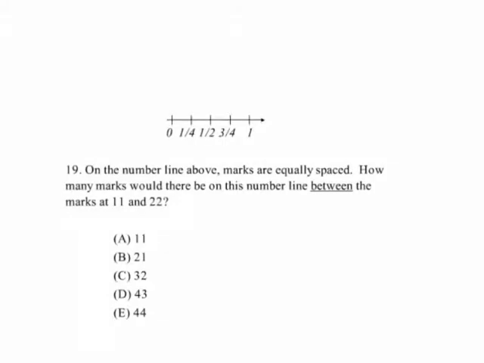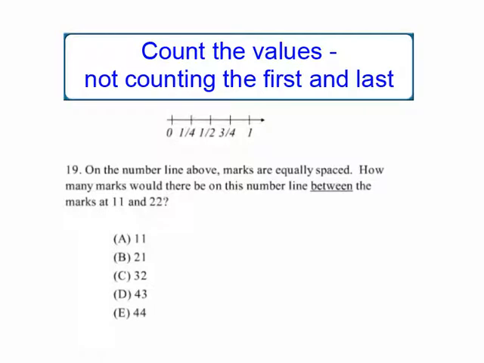Here's a sequence problem that at a glance looks a little bit tough. On the number line above, the marks are equally spaced. How many marks would there be on this number line between the marks at 11 and 22? That means we don't count 11 or 22. We want the number of marks between them.